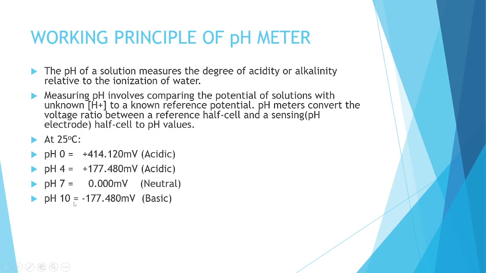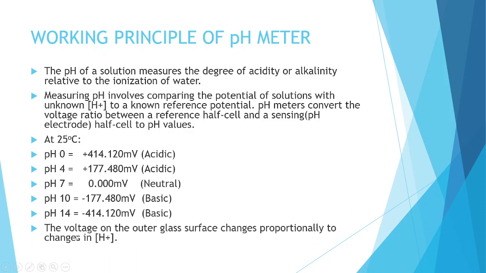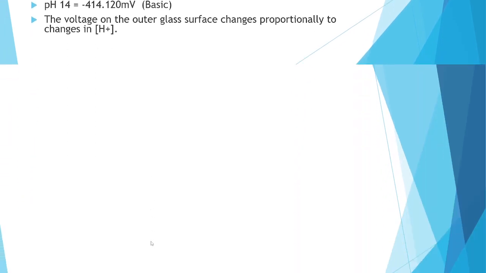Then pH 10, voltage is minus 177.480 millivolts, this is basic. pH 14 is equal to minus 414.120 millivolts, and this is again basic. The voltage on the outer glass surface changes proportionately to changes in hydrogen ion concentration.